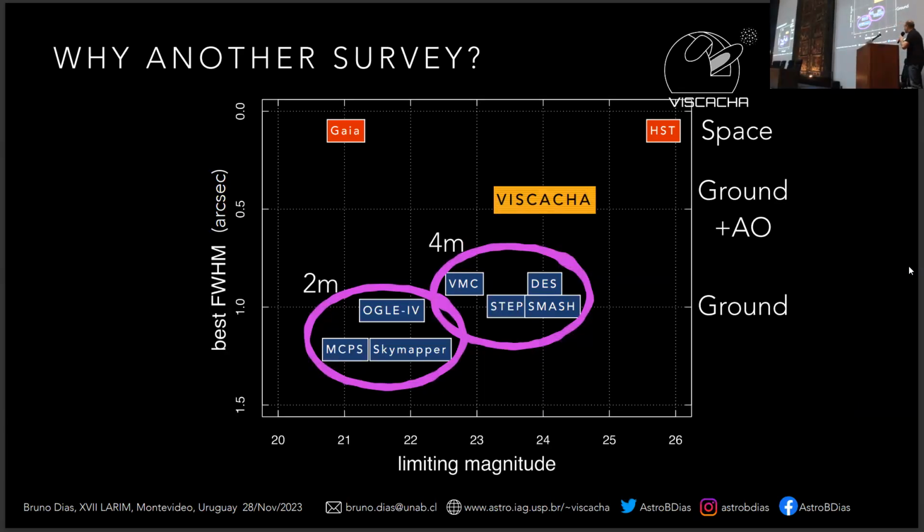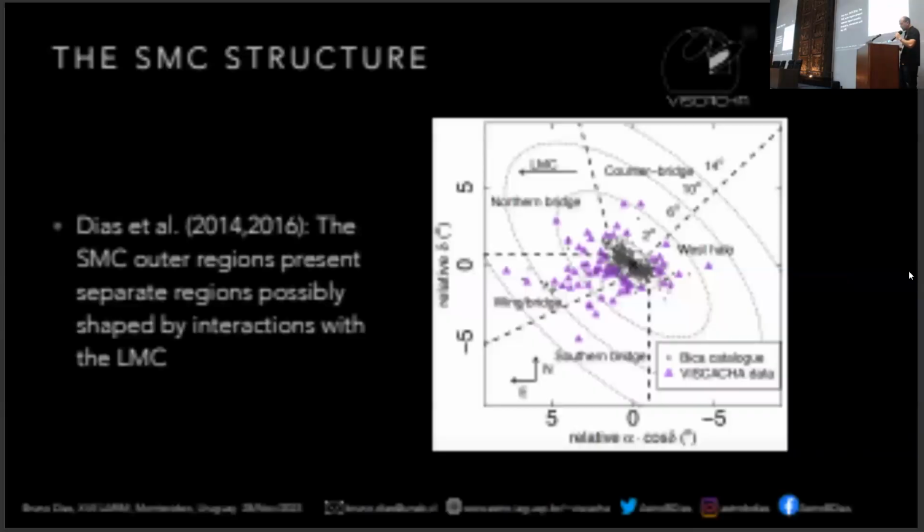To put this in a plot, we could go to space, but Gaia is shallow photometry, so it doesn't reach the old stellar populations. And HST is usually pinpointing the massive clusters in the bar or the very crowded regions in the center of the galaxies. So we cover the outskirts, and then we complement with Gaia, with Hubble, and we are done with the sample.